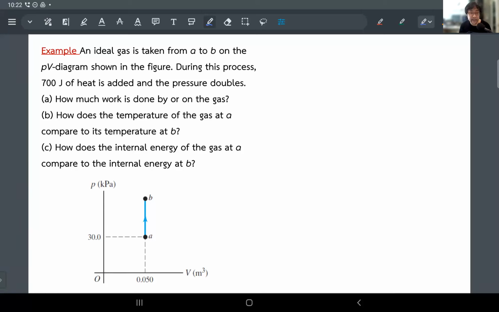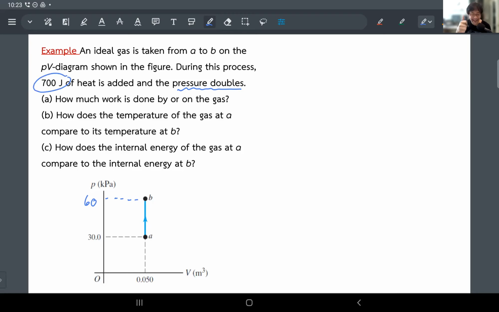You have an ideal gas taken from A to B using that PV diagram below. During this process, the information is you have 700 joules of heat added. And another piece of information here is the pressure is doubled. So actually, I can draw this one right here. It's 60 kilopascal on the PV diagram. A, how much work is done?